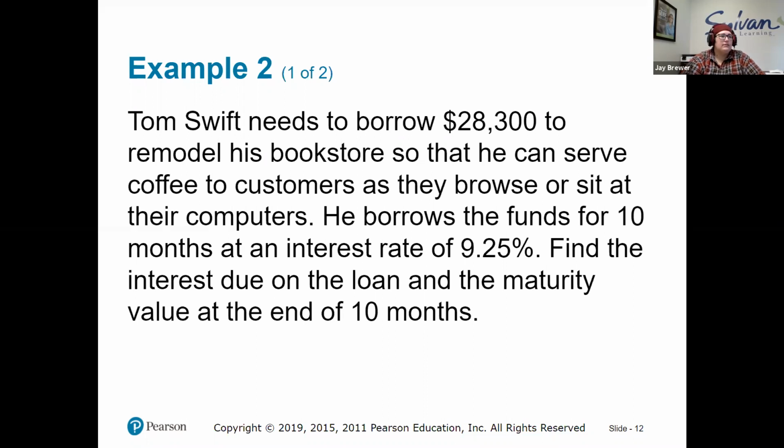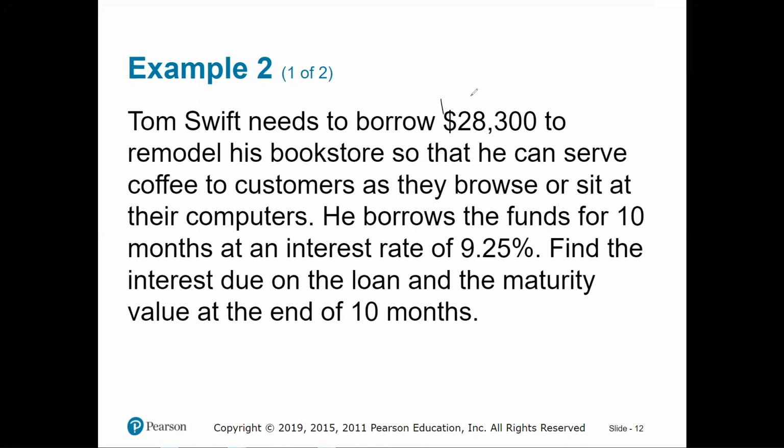He borrows the funds for 10 months at an interest rate of 9.25%. Find the interest due on the loan and the maturity value at the end of 10 months. Okay, so let's go ahead and do this problem without looking at their solution. What's my principal here? Out of the 28,300. Yes, very good. So this is our principal.